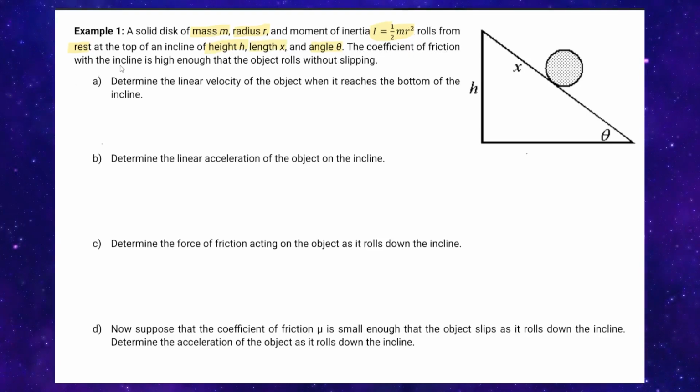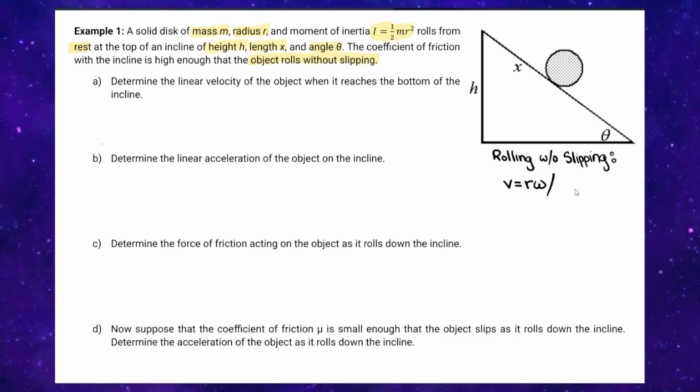The coefficient of friction with the incline we're claiming is high enough that the object is going to roll without slipping, and that information is huge. That tells us, based on the last video, that if the object's rolling without slipping, that gives us two equations that we are now permitted to use. Firstly, the linear velocity of the object has to be equal to the radius of the object times its angular velocity, v = rω. Similarly, with acceleration, the linear acceleration has got to equal the radius of the object times the angular acceleration, a = rα.